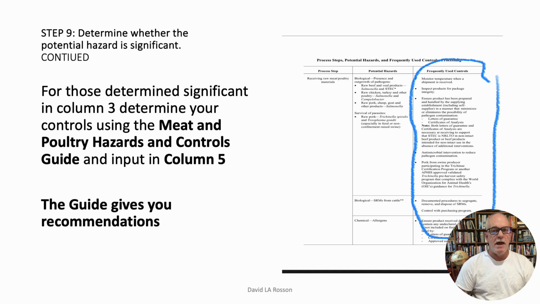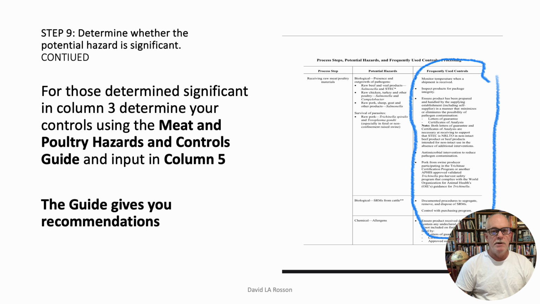Again, if you don't understand the hazard, you may not pick the appropriate controls. So make sure you understand it, determine if it's significant, answer yes or no in column 3. If you say yes in column 3, justify it in column 4. If you say no in column 3, justify it in column 4. If you say yes in column 3, you'll also need a response in column 5. And that's where we're going to use the frequently used controls recommended by the USDA on the tables. As you can see, I've circled one in the slide here in the guide.